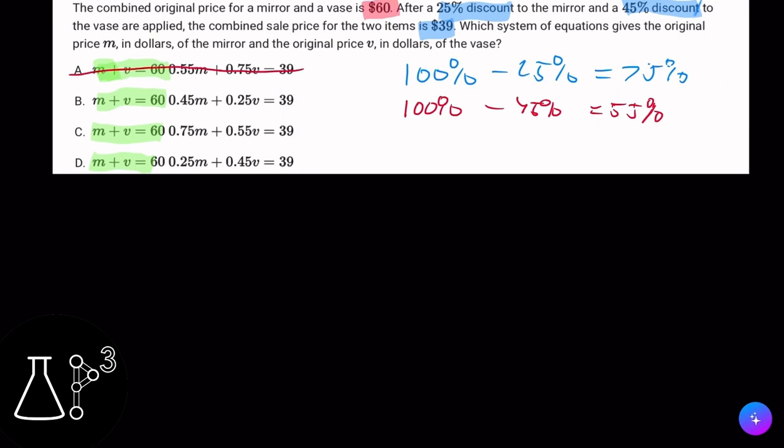If I look at B, I'm given 0.45 and 0.25. Those are the discounts. Those aren't the new values. Therefore, B is incorrect. If I look at C, I'm given 0.75M plus 0.55V equals 39. It corresponds with the new values given. Therefore, my answer of C can work. And if I look at D, I'm given 0.25 and 0.45. That corresponds to the discounts, but that would only work if there were a 75% discount and a 55% discount. Therefore, D is incorrect and C is my answer.